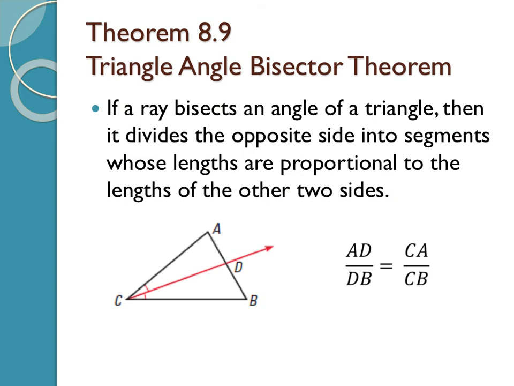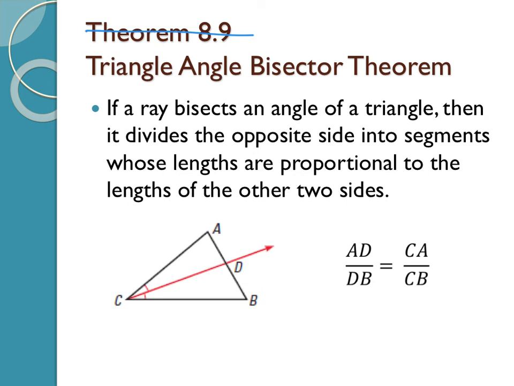Next slide is a theorem. Again, the number is not important to us, but the name is. So this is the triangle angle bisector theorem. So this states that if a ray bisects an angle of a triangle, then it divides the opposite sides into segments whose lengths are proportional to the lengths of the other two sides.